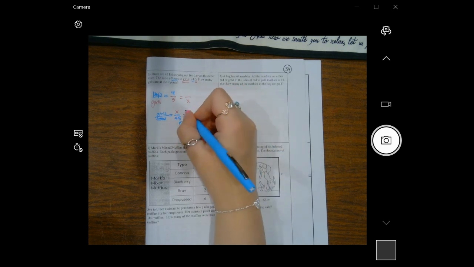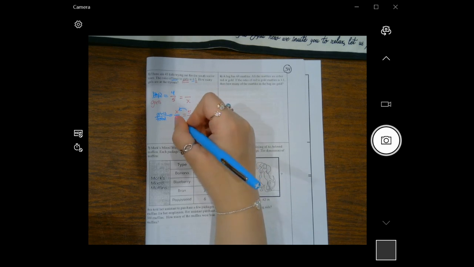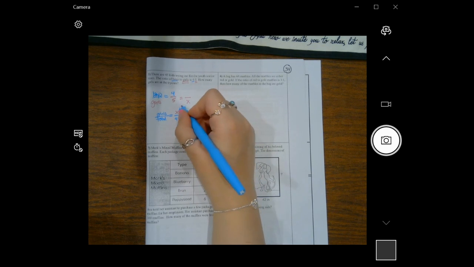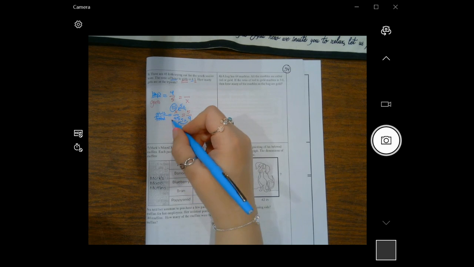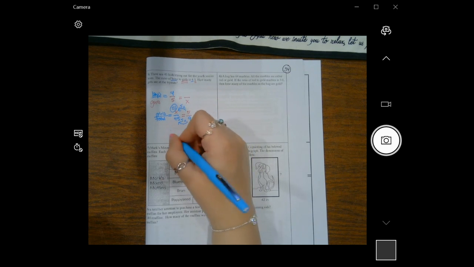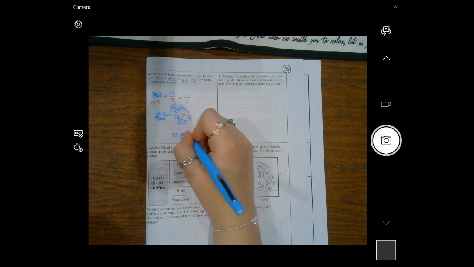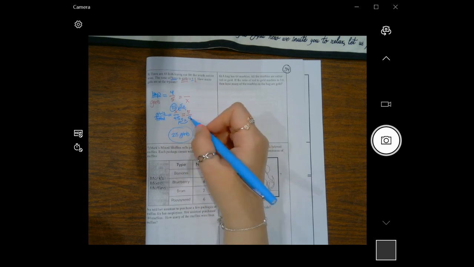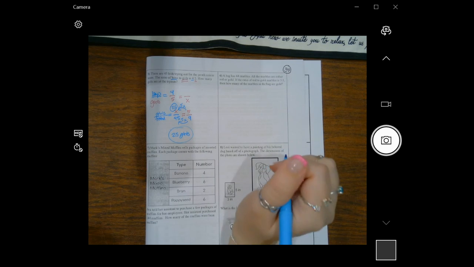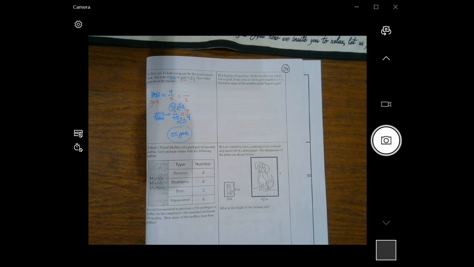Okay, always go towards the direction of your unknown right here. So 9 times what is 45? 9 times 5. So then 5 times 5 would be 25. So that means that when there's 45 total kids, there's going to be 25 girls, because we know that there's 5 girls for every 9 total kids. There you go. That one was pretty tough, huh?